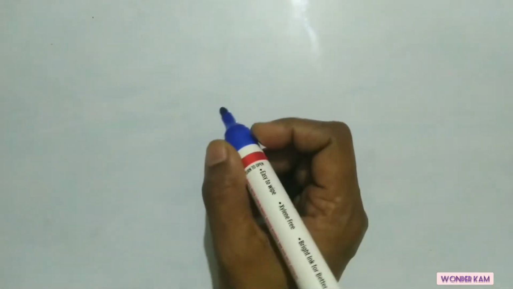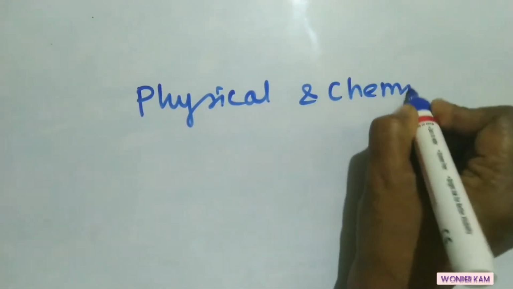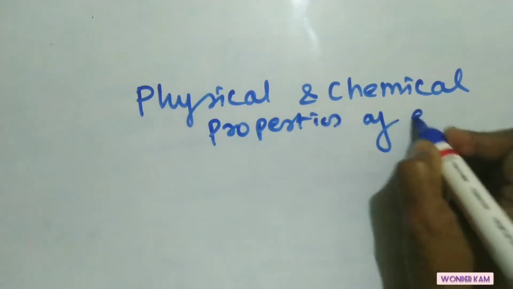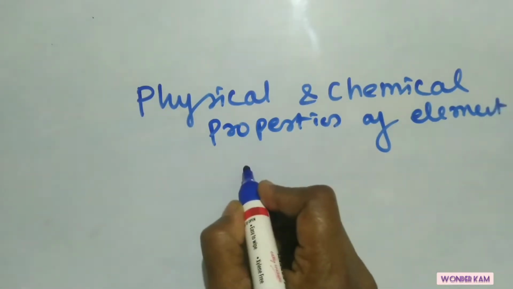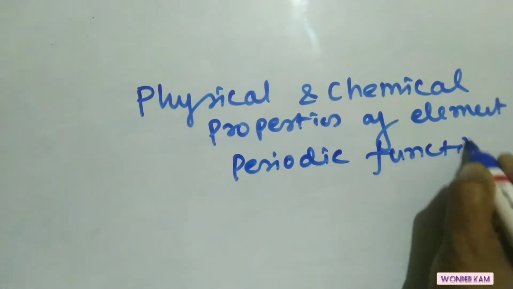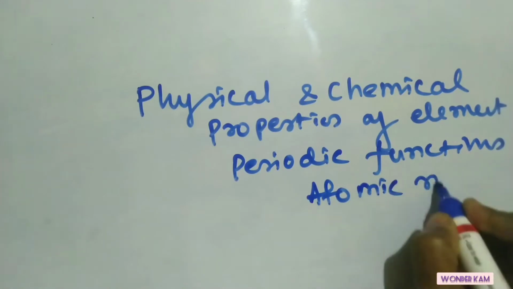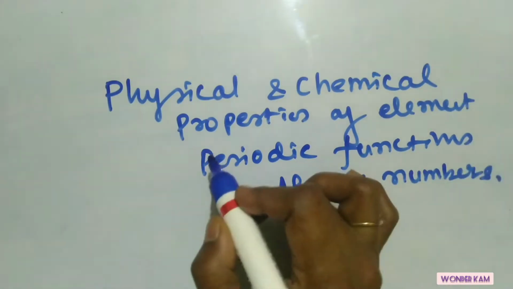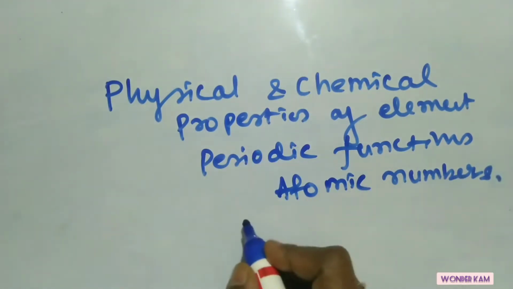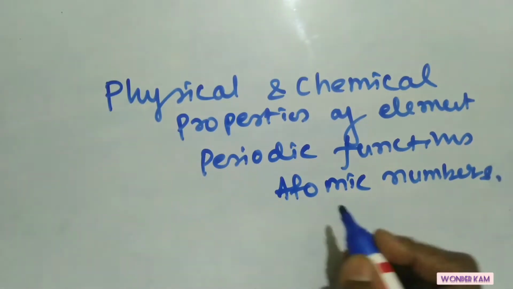And the law states that the physical and chemical properties of elements are the periodic functions of their atomic numbers. This law provided an important comparison between 94 naturally occurring elements, and also it helps in creating new artificial short-lived elements.